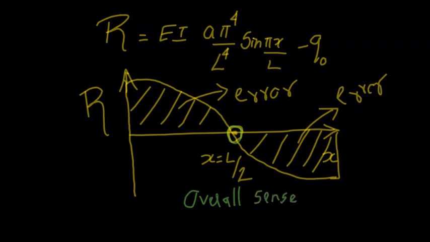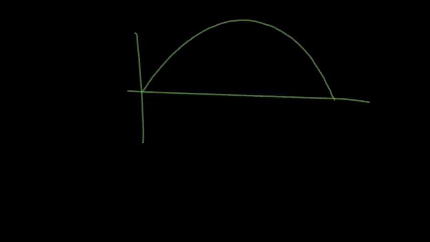So how can you make the error 0 in an overall sense? Well, all you have to do is make this area 0. Maybe you may want to make the error area 0. So if you're getting a graph, let me do that. It is again a rough sketch. Let me say that the residual varies something like this. Our objective here is to make the value of error 0 in an overall sense by making the area 0.